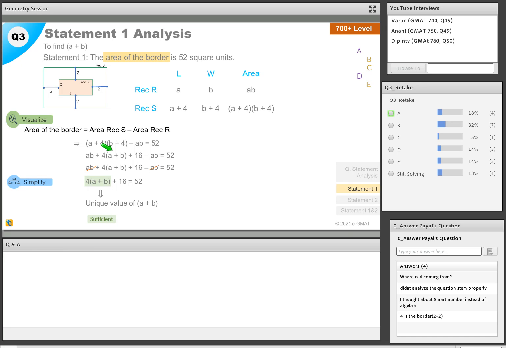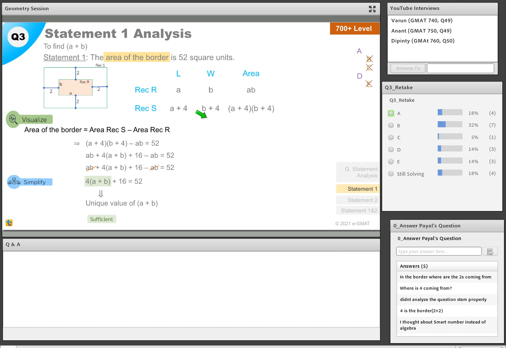Okay. All right. Now, yes, 4 is the border, 2 plus 2. Yes, thank you very much. Yeah, so we already calculated from the question statement analysis that width is 2. That is why A plus 4. And again, this is something that we already calculated in the question statement itself, that the rectangle S has dimensions A plus 4 and B plus 4.